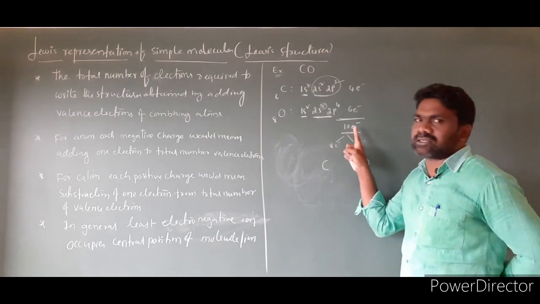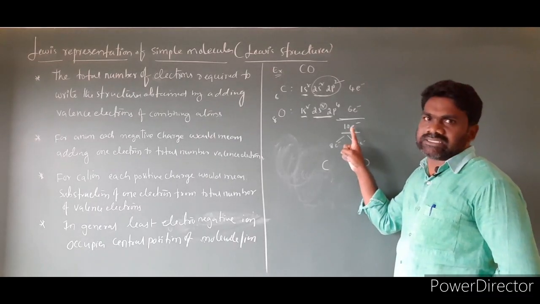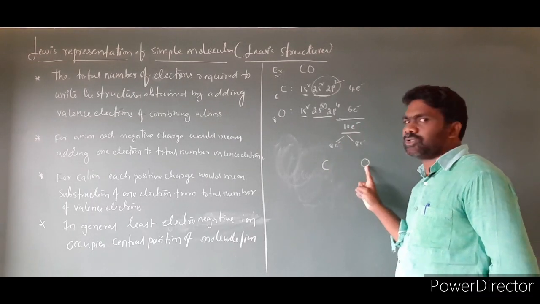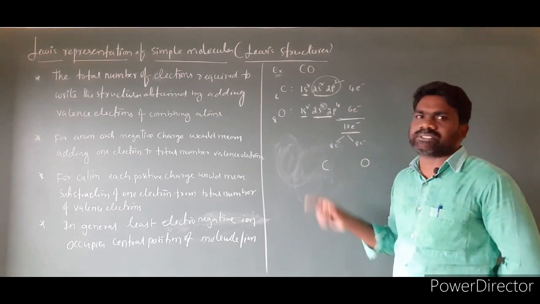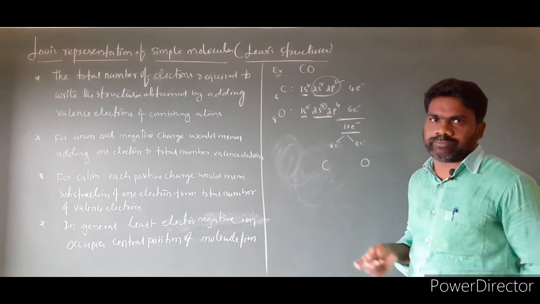Similarly, here we have 10 electrons in total. You have to distribute them to the 2 atoms, so each atom must get 8 electrons. That is our condition. Now, how do we distribute?